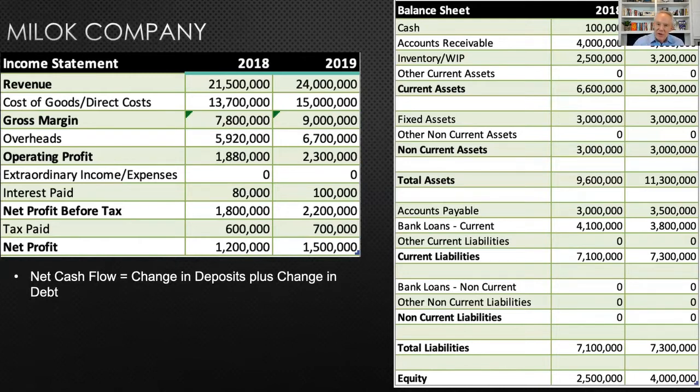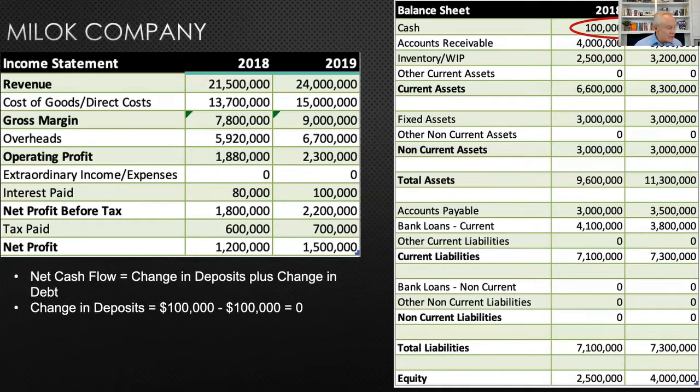An inability to generate cash, and you're going to have to grow at a very slow rate. You can generate a lot of cash, and you can really put the pedal to the metal and grow at a much faster rate. So notice that Mylock's cash flow is the change in deposits plus the change in debt. So let's look at the cash they generated. Notice that their cash balances stayed flat. They really didn't move any money that's sitting in their bank account.